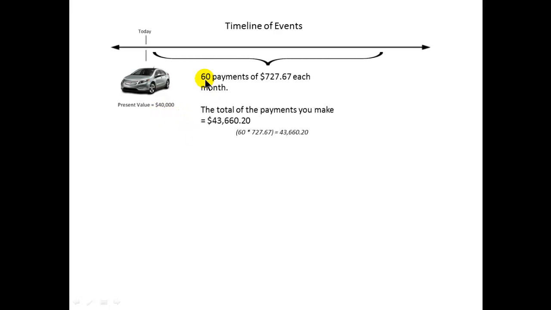And then obviously they're going to ask, how long do you want, as a time period, to pay it off? And so we're going to make an assumption in this illustration that we're going to use 60 periods, 60 payments of $727.67 each month, and then the total payments that you would make would be just 60 times this monthly payment, and that's how I get the $43,660.